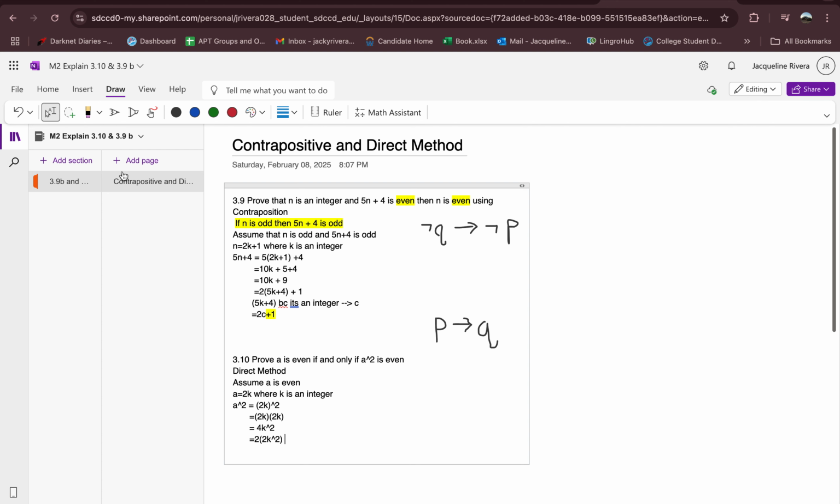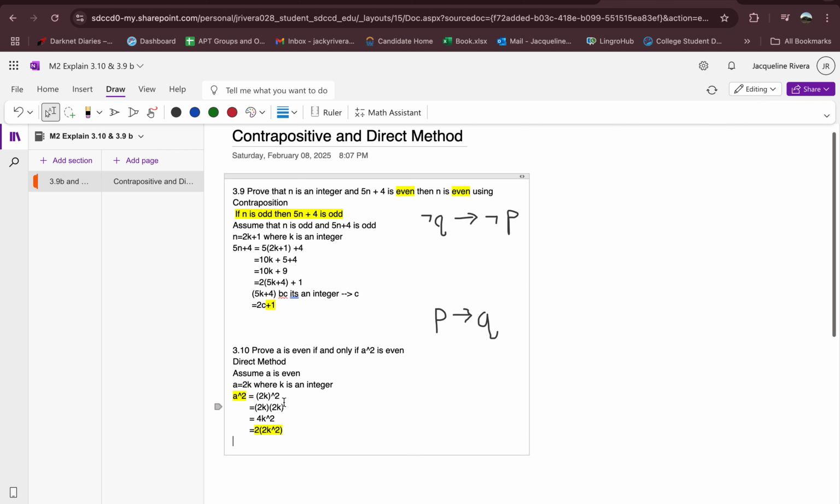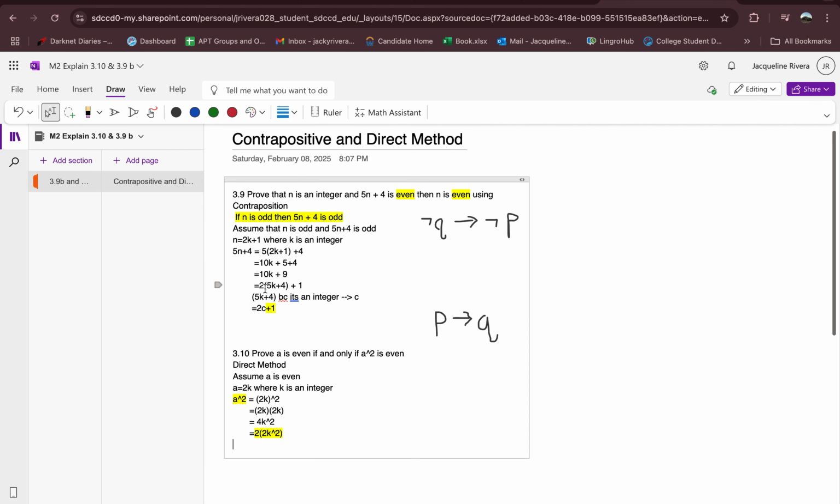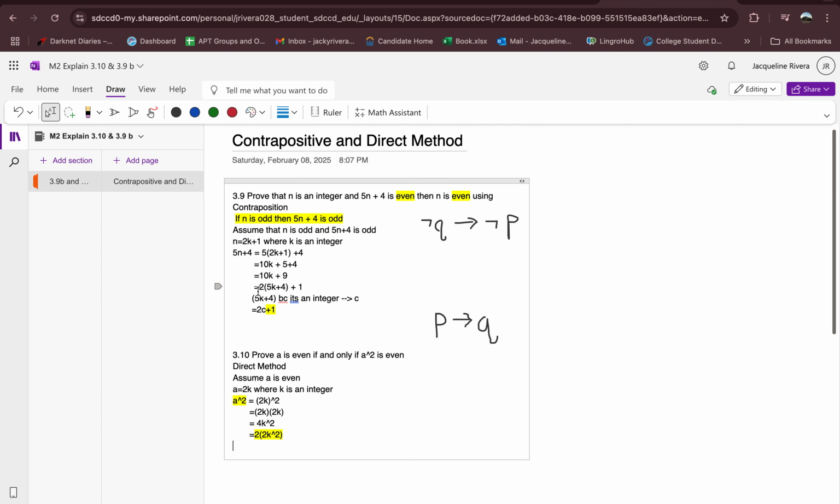So from here, we can already see that our answer here is even. So because this is even, a squared is even. Therefore, proving that a is even if and only if a squared is even. And that is how you use the contrapositive and direct method approach.